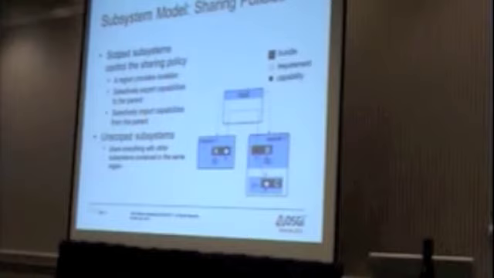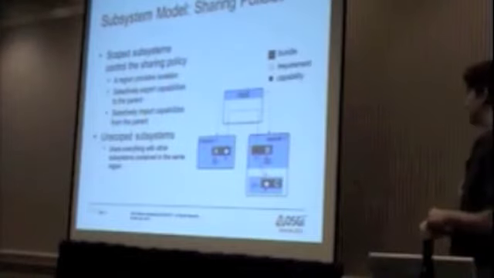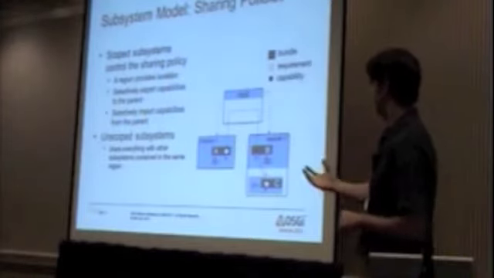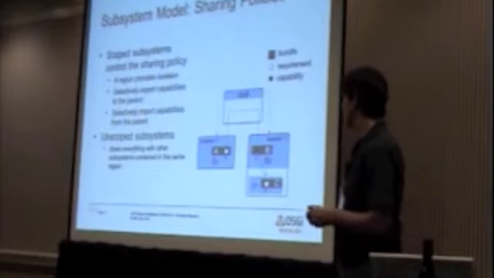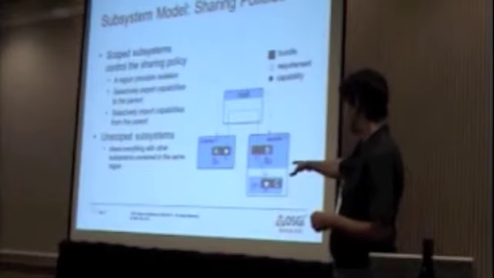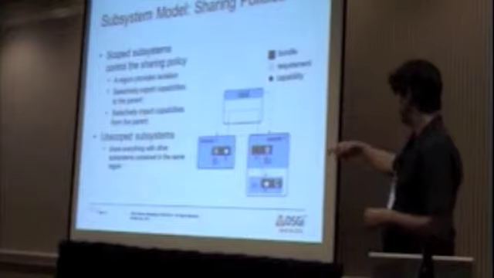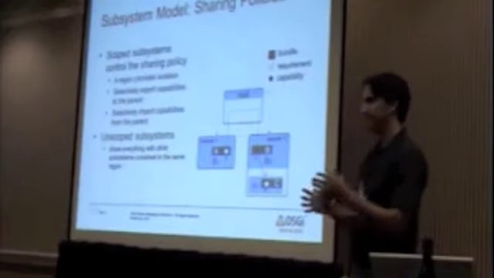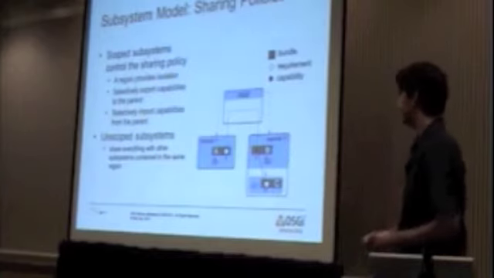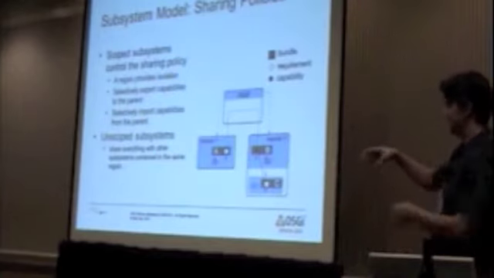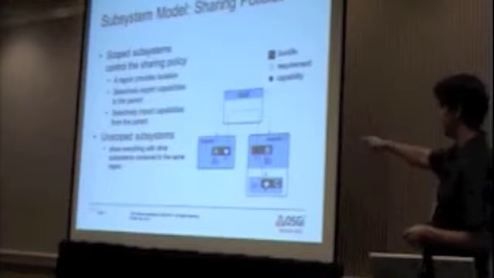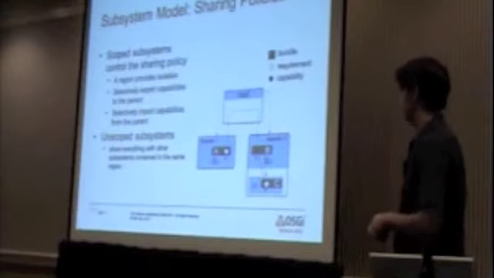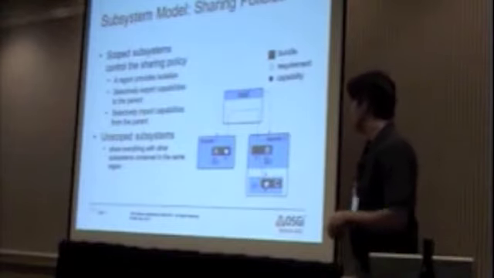Unscoped subsystems are a bit different. They always exist in the context of another region. So in this particular case, I have the unscoped subsystem U that's a child of S1. It actually becomes part of that region. And since they're completely unscoped, they're able to share resources with everything else within that subsystem.